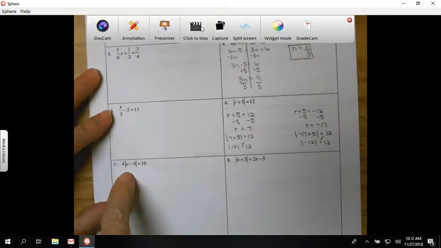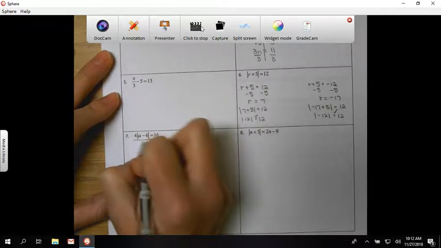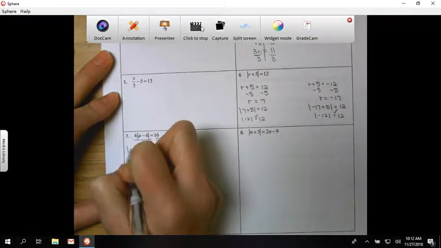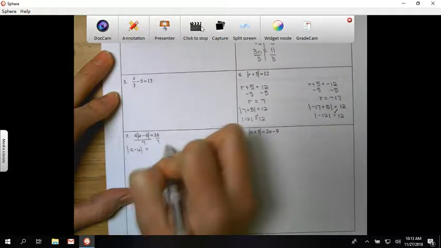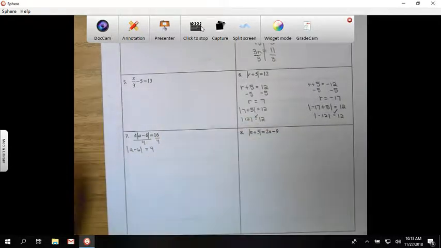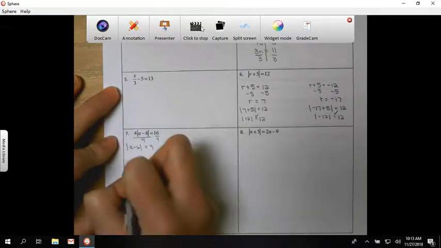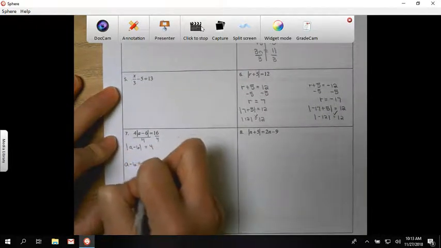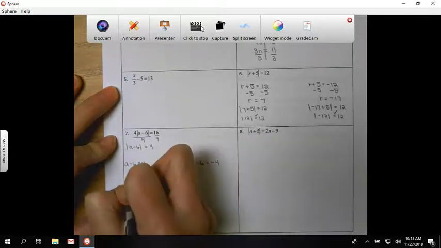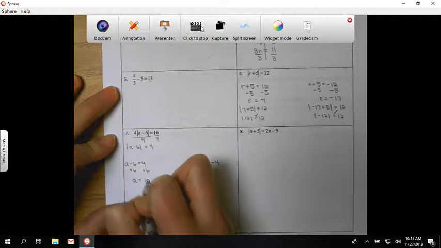On number 7, it's still an absolute value, but I need to move this 4 first. So I'm going to divide both sides by 4. When I do that, my absolute value is still a minus 6, and then 16 divided by 4 is 4. Once it's set up like this, it's just like number 6. So a minus 6 could be 4, but a minus 6 could also be a negative 4. And then I'm going to solve both of these individually.